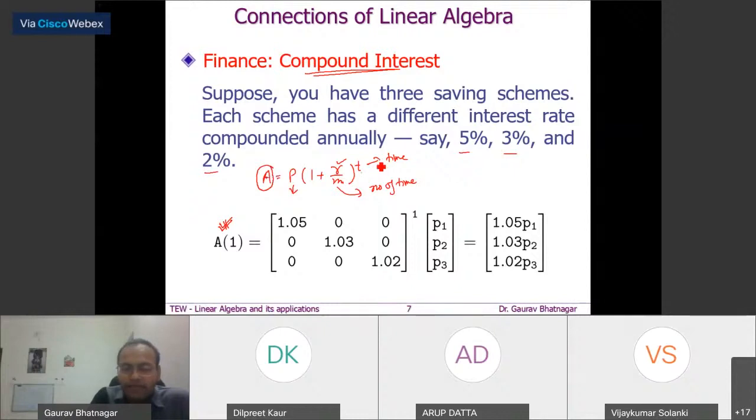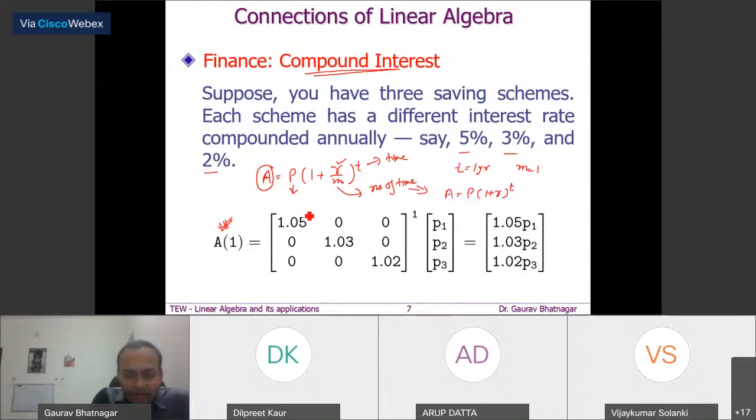Now for my simplification, I will say that the time is 1. I am just going to take 1 year, and I will say that the interest is compounded only once throughout the year. So M is again going to be 1. Whenever I take these two assumptions, this formula leads to A is equal to P times 1 plus r to the power t.